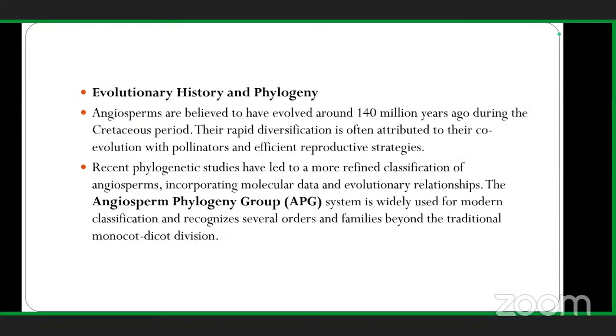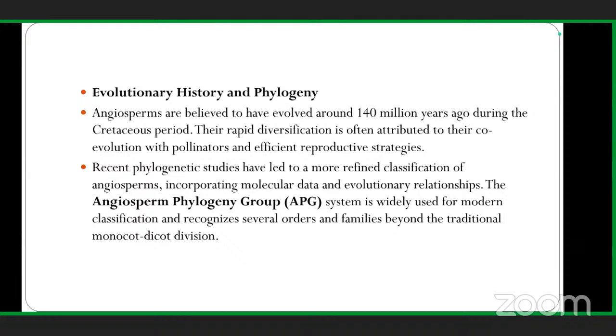So, evolutionary history and phylogeny. Angiosperms are believed to have evolved around 140 million years ago during the Cretaceous period. Their rapid diversification is often attributed to their co-evolution with pollinators and efficient reproductive strategies.